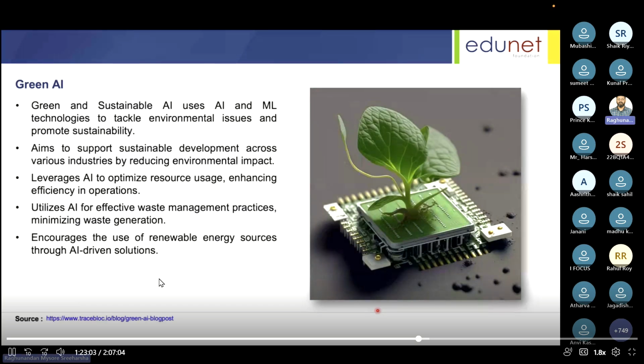Now, what is this green AI and why are we looking into all these things? Green and sustainable AI uses AI and ML technologies to tackle environmental issues and promote sustainability. When we talk about sustainability, it means the resources that are present right now should be given to future generations. By using AI, we can optimize resource usage also. And by using this, waste management can be taken care of by minimizing waste generation, right? A lot of things can be done.